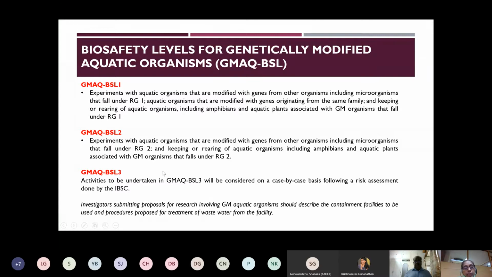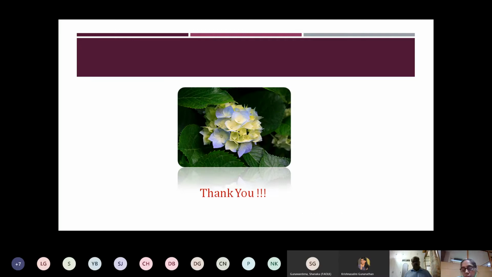Now here, the last point is very important: when you submit your proposal for research involving aquatic organisms, you have to describe the containment requirements or methods used, and also the procedures for treatment of the wastewater from the facility. So these are some of the additional complications which have to be followed in all these organisms.